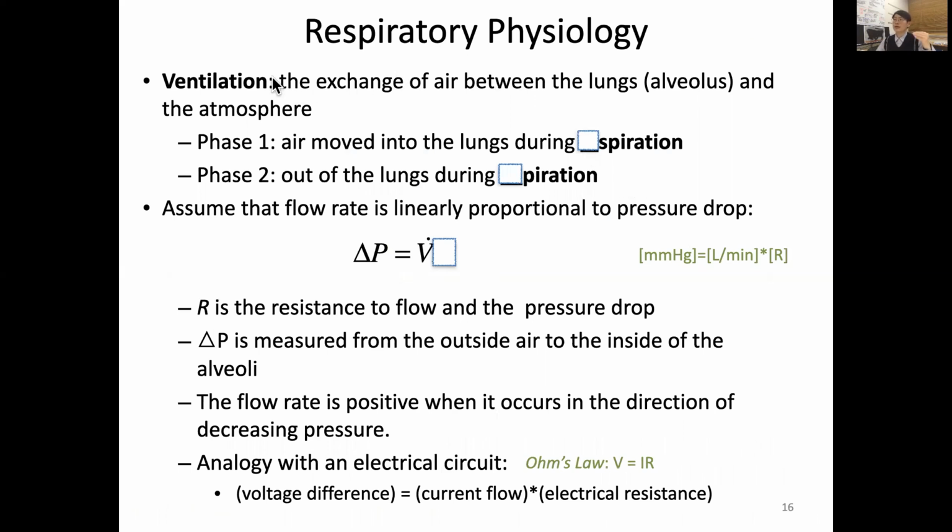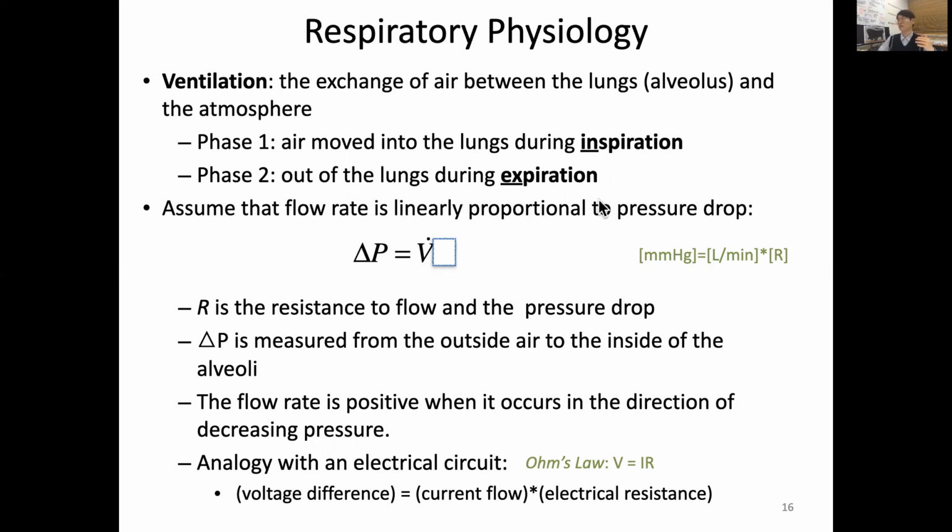So let's talk about ventilation. We're not talking about ventilation of the air by opening the window, but we are talking about breathing from a physiology point of view. So ventilation is the exchange of air between the lungs, or particularly the alveoli, and the atmosphere. There are two phases of ventilation. First, air has to move into our lungs by inspiration. And then after this, we have to move the air out of the lungs during expiration.